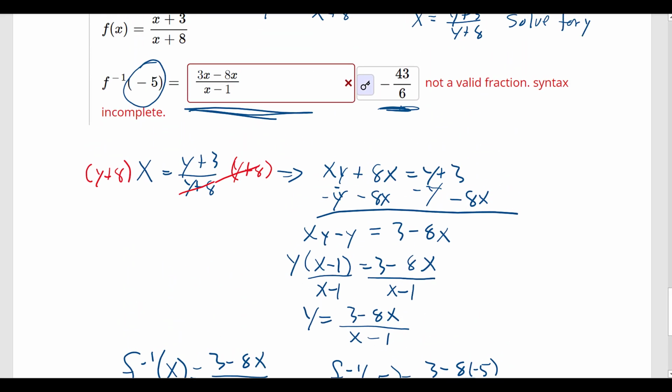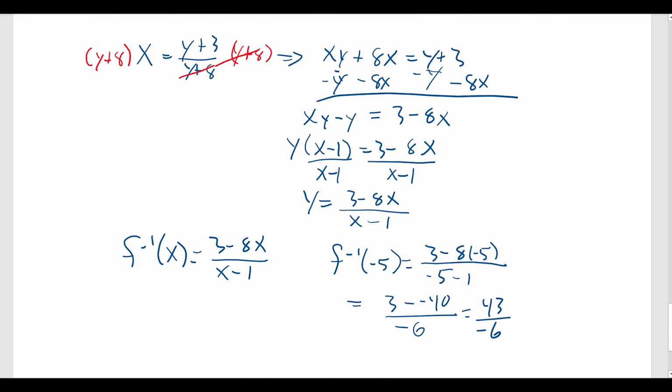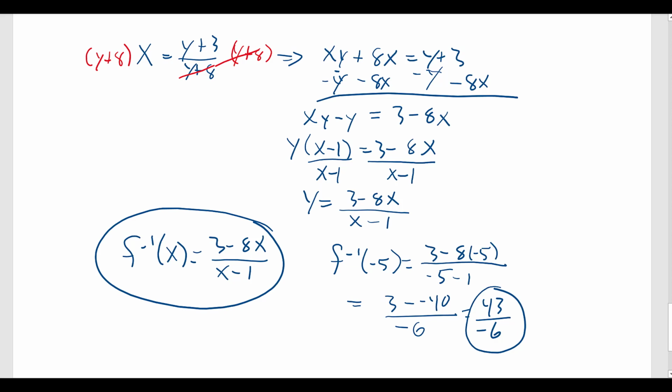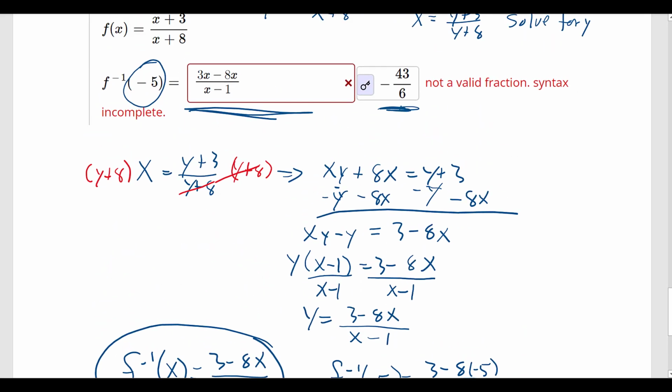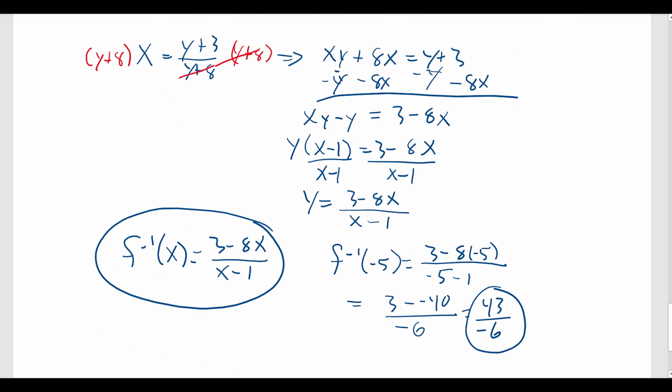And what was the answer they had? Yeah, negative 43 over 6. So here is the answer to that. And this is the inverse function. Looks like we're off by having an x in this with a 3 as a coefficient in the numerator. So hope that helps.